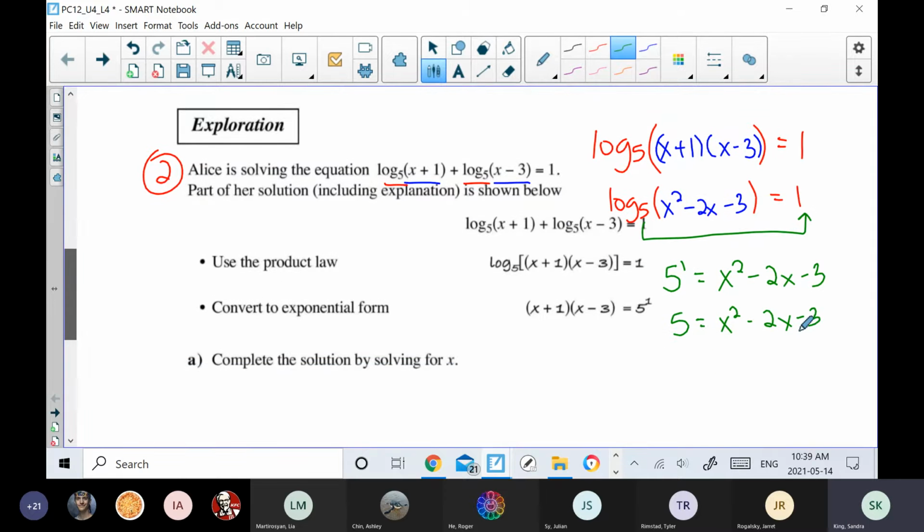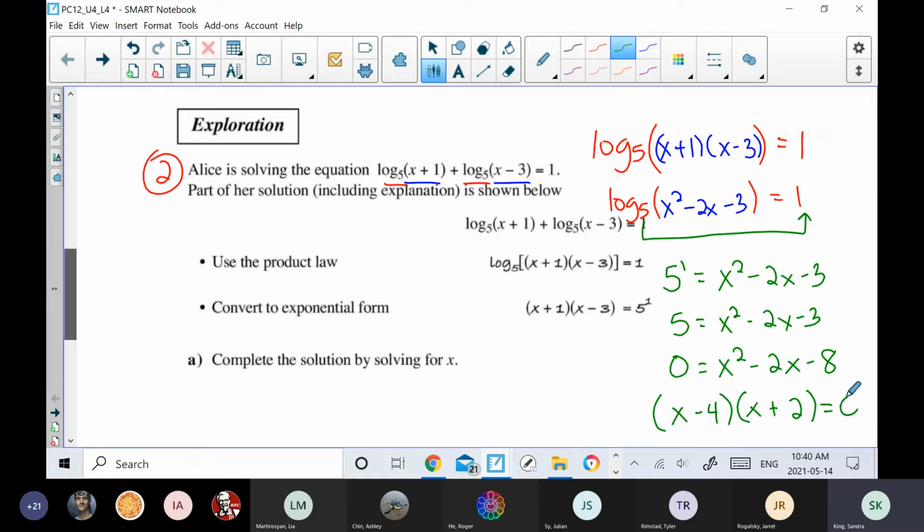This is going to be a quadratic, so bring everything to one side of the equal sign where your x squared is positive. So I'm going to subtract 5 from both sides, and I will get x squared minus 2x minus 8. Now we're going to be factoring. So you need to find the two numbers that multiply to give you negative 8 and sum to give you negative 2. Those two numbers would be negative 4 and positive 2. They multiply to give you negative 8 and sum to give you negative 2.